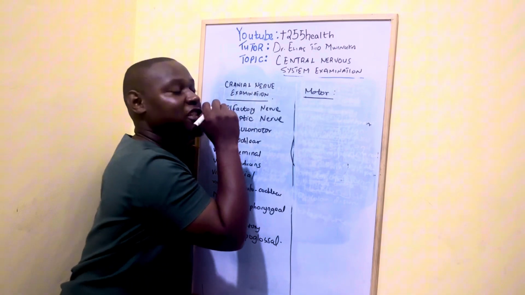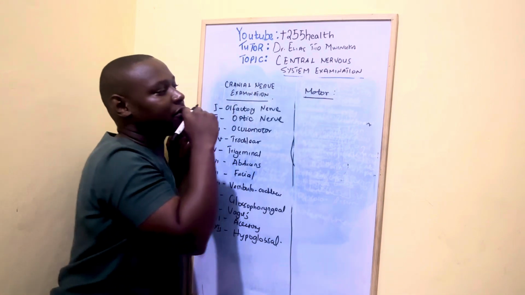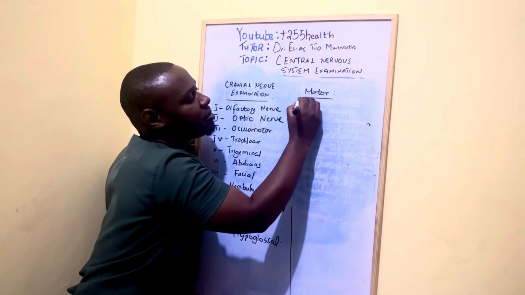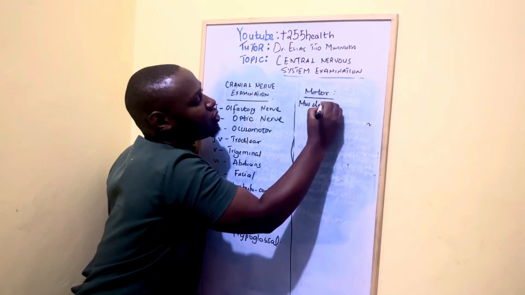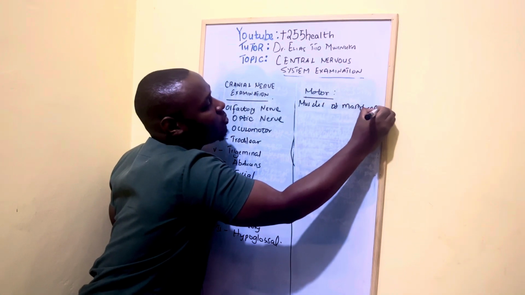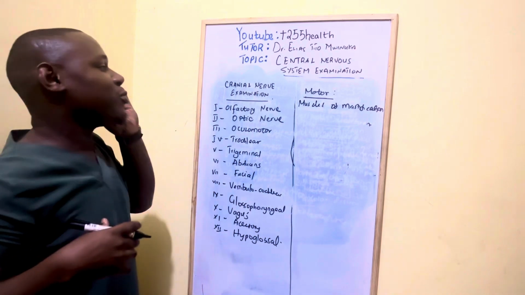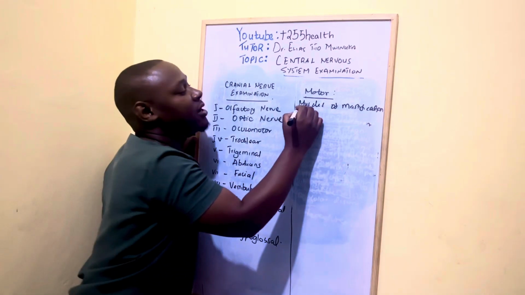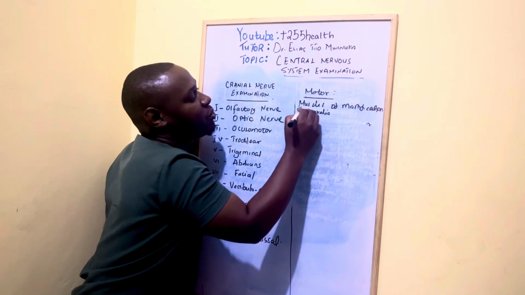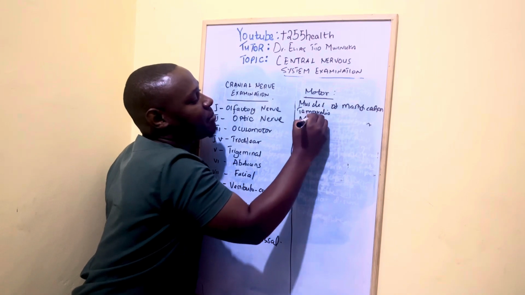So in the motor part of the trigeminal, you're going to assess the motor function. As you know, these are the muscles of mastication. When you are trying to eat, those muscles are responsible for grinding the food and things like that. So you have your temporalis muscles, and then you have your masseter muscles.